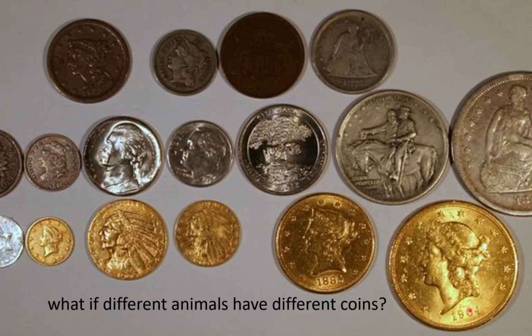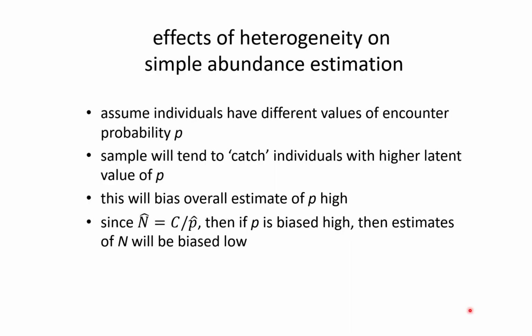So what if animals really do have different coins? I'm going to look at this sort of algebraically for a couple of slides here, just to get your brain wrapped around a few key ideas. So we'll start by assuming individuals have different values of the encounter probability P. The sample, if you think about it, is going to tend to catch individuals that have a higher latent value of P. A latent value of a parameter is the parameter that's sort of unique to that individual.